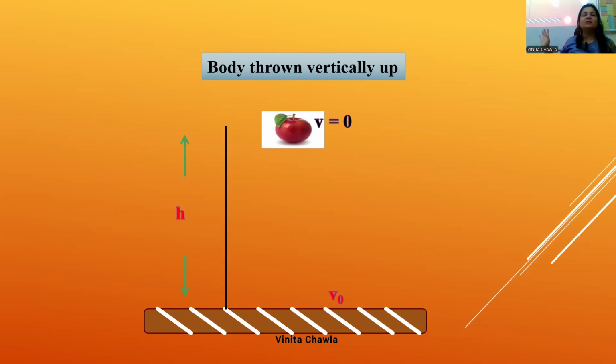So the final velocity we can say is 0. When the object reaches the maximum height, its velocity is 0. v is 0, v naught is not 0, and a is equal to minus g. We take minus g because the object is moving against the gravitational force of Earth, and therefore we put a negative sign. And how do we write the equations? Because a is minus g, we will write v is equal to v naught minus gt. h is equal to v naught t minus half gt square. v square is equal to v naught square minus 2gh. So this is how we write the equations of motion.